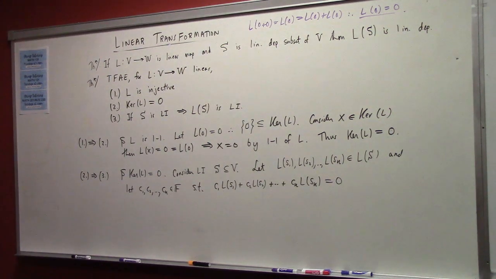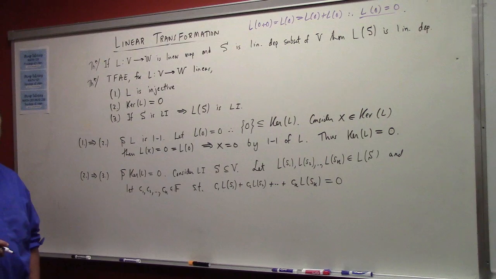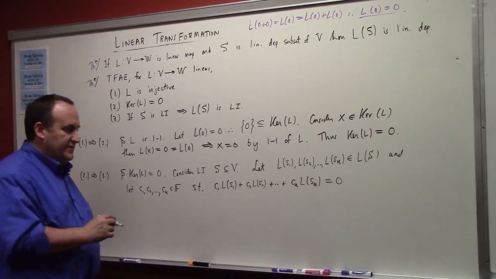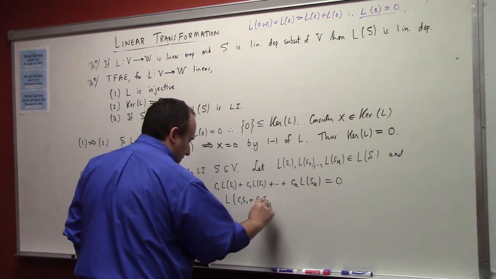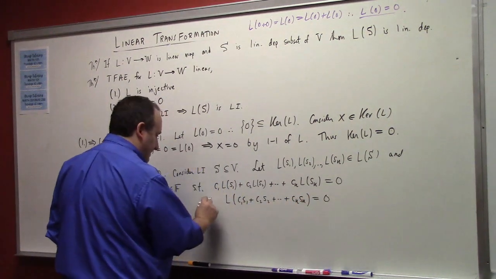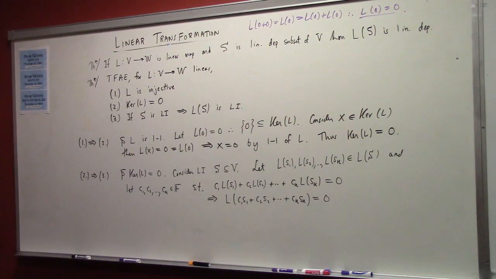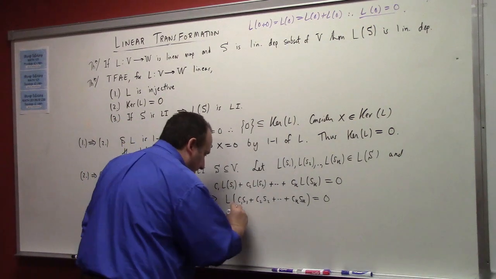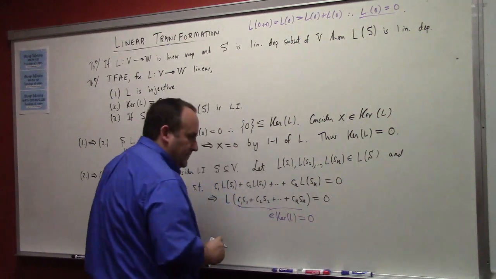But then what? Well, by properties of the linear map, I can regroup that. I can rewrite it as L of a single linear combination equal to 0, right? That is exactly L of C1S1 plus C2S2 plus ... plus CKSK equals 0. But what does that mean? Well, that means that whatever's going into the map is in the kernel. Right? This is an element of the kernel of L, which we're assuming is 0.